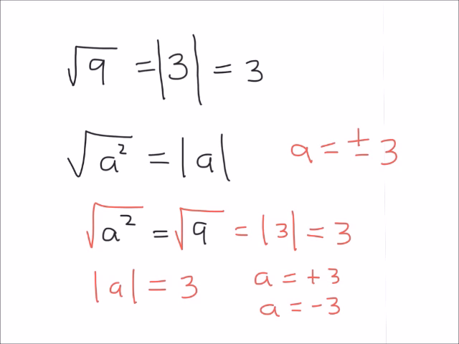Now we cannot say up here on this problem, the square root of 9 is not equal to plus or minus 3. That is not true. The square root of 9 is equal to the absolute value of 3, and the absolute value of 3 is equal to 3, because the definition of square root is the positive root of the radicand.